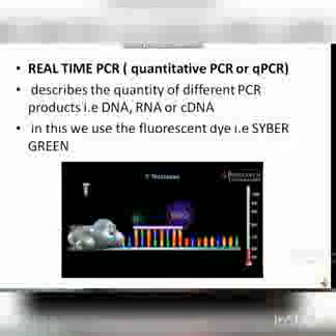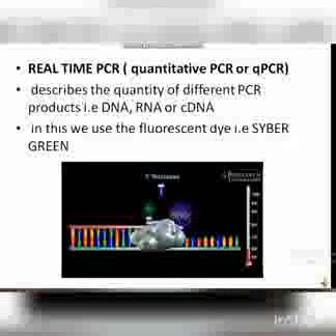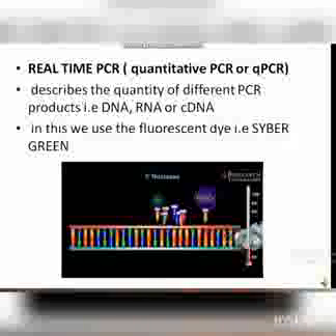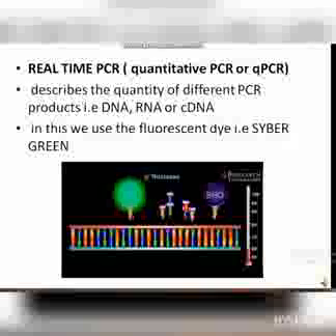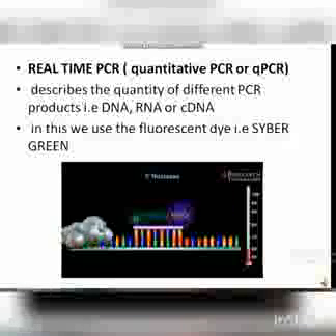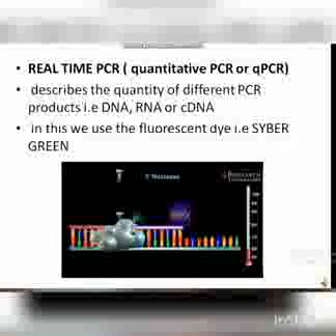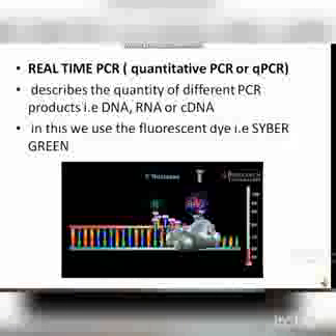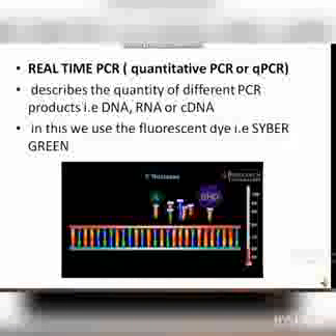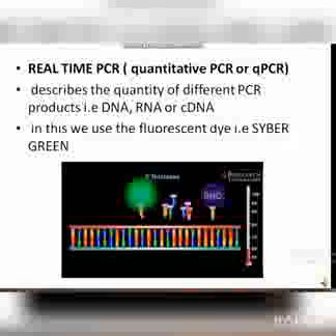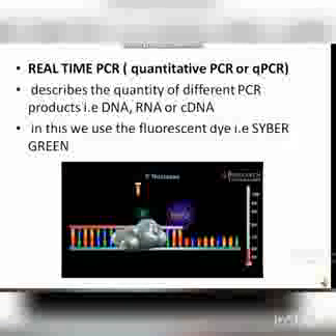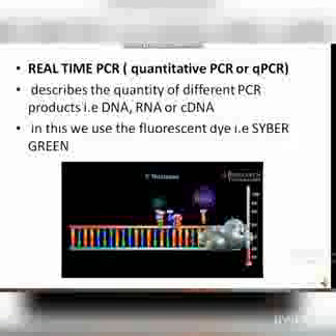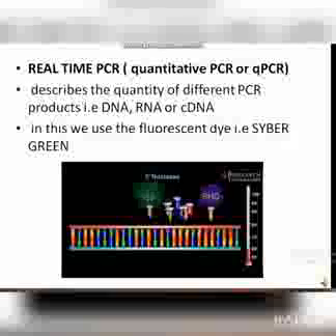RT-PCR is also known as real-time PCR or quantitative PCR, which means it describes the quantity of different PCR products using a fluorescence dye such as SYBR Green. The dye binds into the minor groove of the double-stranded DNA and does not bind to single strands. When bound, it increases its fluorescence by up to 100-fold. During the process, as the target sequence is amplified, SYBR Green binds to each new copy of the double-stranded DNA during the extension step.